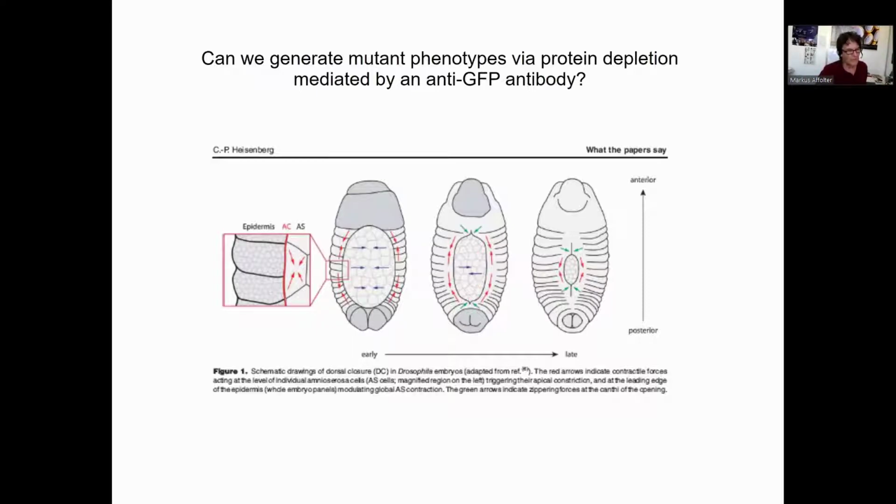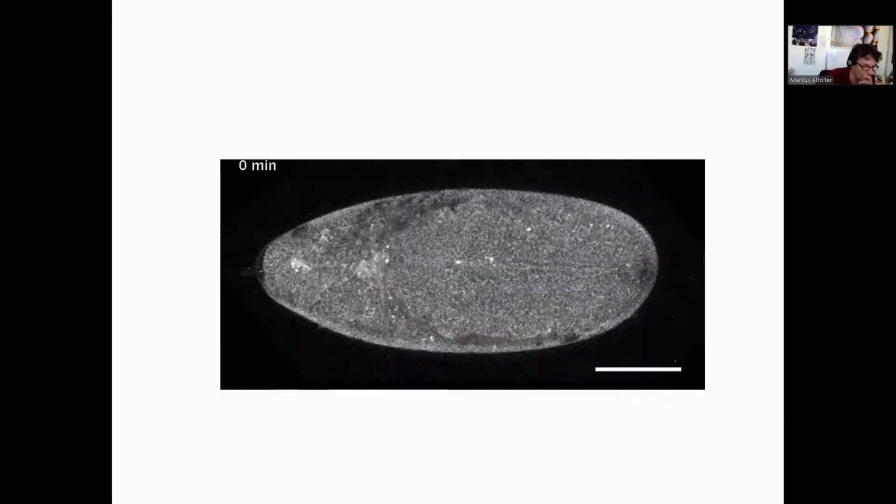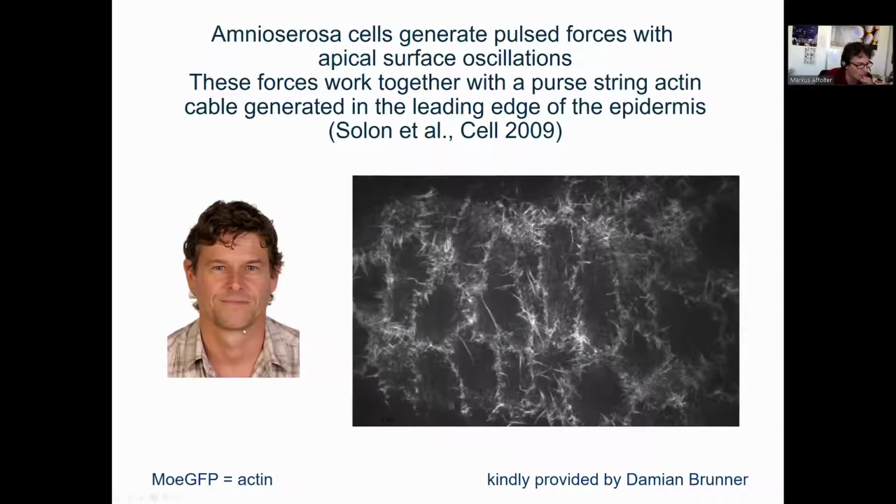But now, all of these are actomyosin-based forces. So if we would express the nanobody only in this tissue here, we could ask, are actomyosin-based forces required in this tissue? Does dorsal closure still occur if I only inactivate it here or only inactivate it here? So we immediately realized that we could attack these problems, but we were not working on dorsal closure. So we joined forces with Damian Brunner.